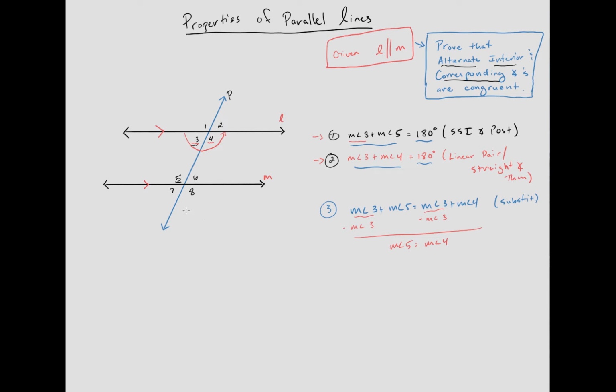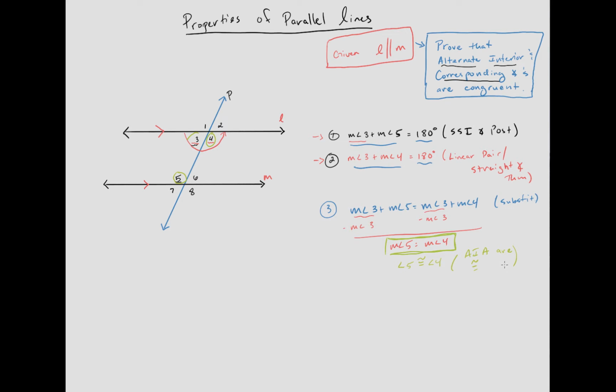Well, if we look at this, the measure of angle 5 and the measure of angle 4, let's look at what their relationship is. So the measure of angle 4 is right here. The measure of angle 5 is right here. And oh, you know what? Those are alternate interior angles. And if their measures are the same, then I know that angle 5 is congruent to angle 4. And we've just proved that alternate interior angles are congruent.